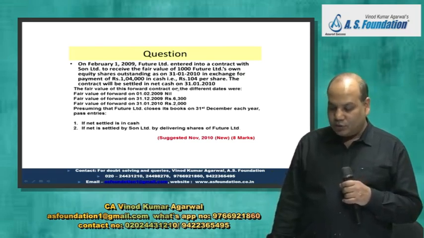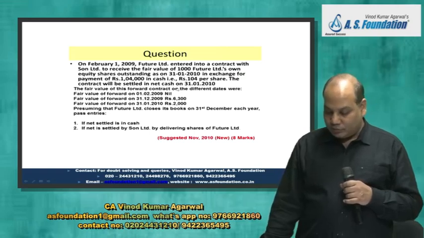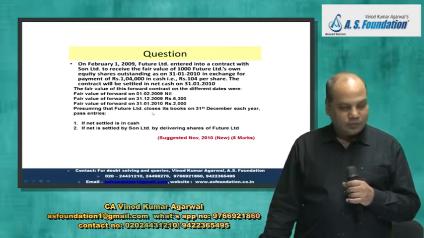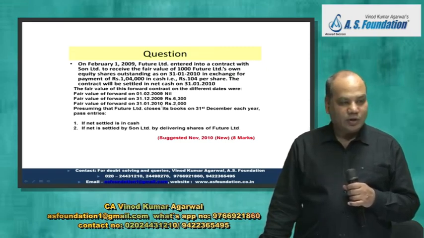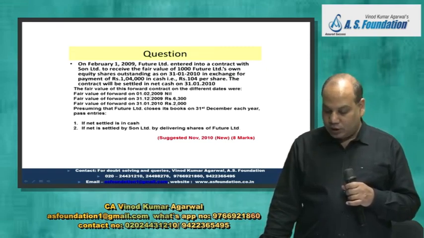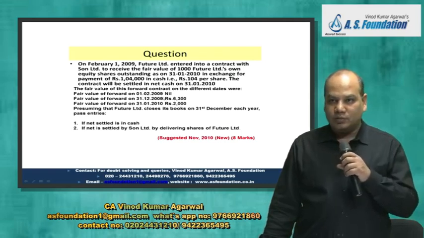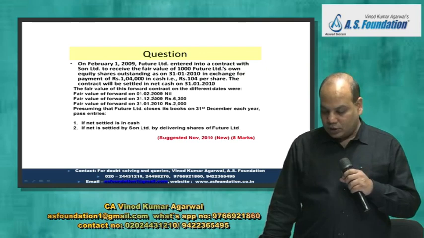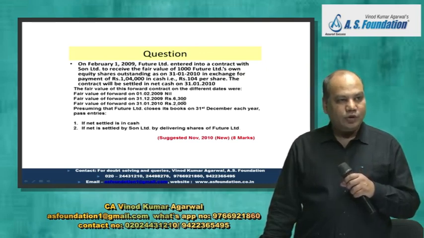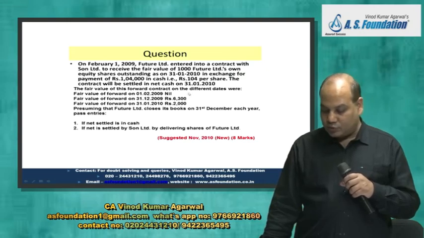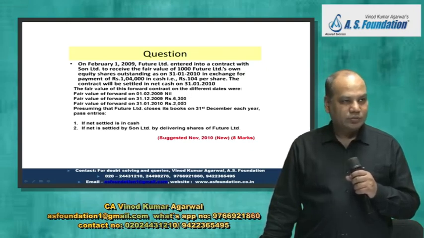The fair value of the forward contract on the different dates were given. Now this calculation they have done for you. Question is for Future Limited. So on the day of entering into the contract, 1st February, the fair value is nil. Then between these two dates, the fair value of the forward contract has increased from 0 to 6300.